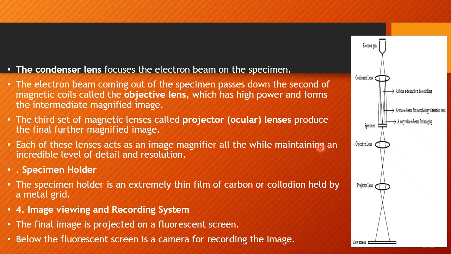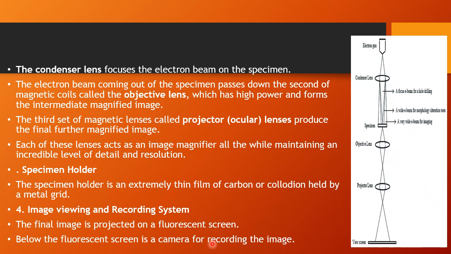Apart from that, next is the sample holder. The sample holder will be made up of a thin film of carbon, or it will be made up of collodion held by a metal grid. Why we use carbon films, especially in the electron microscope, is to support the biological samples, to prevent sample charging and improve imaging. So we use these carbon films here.